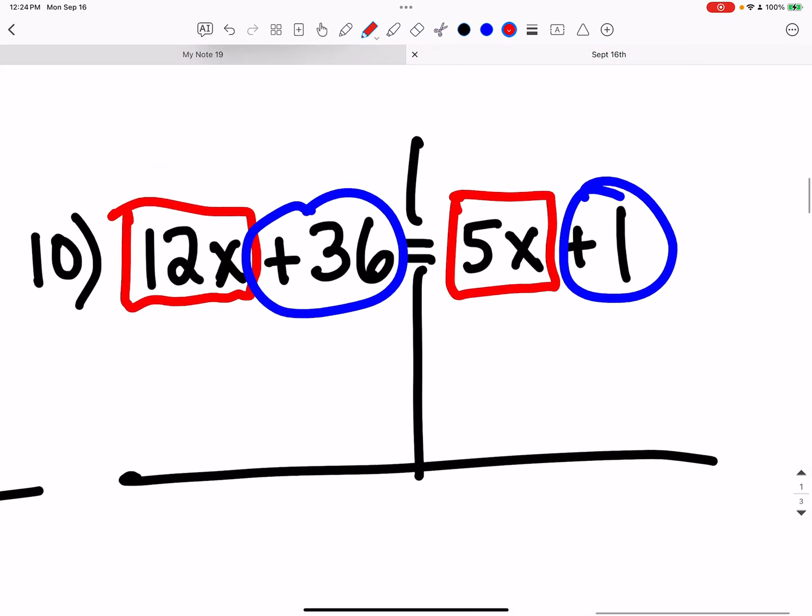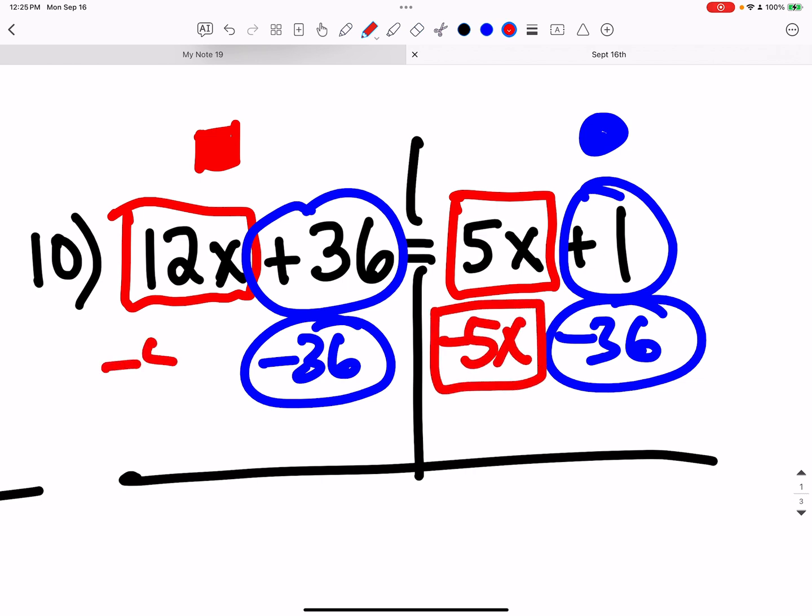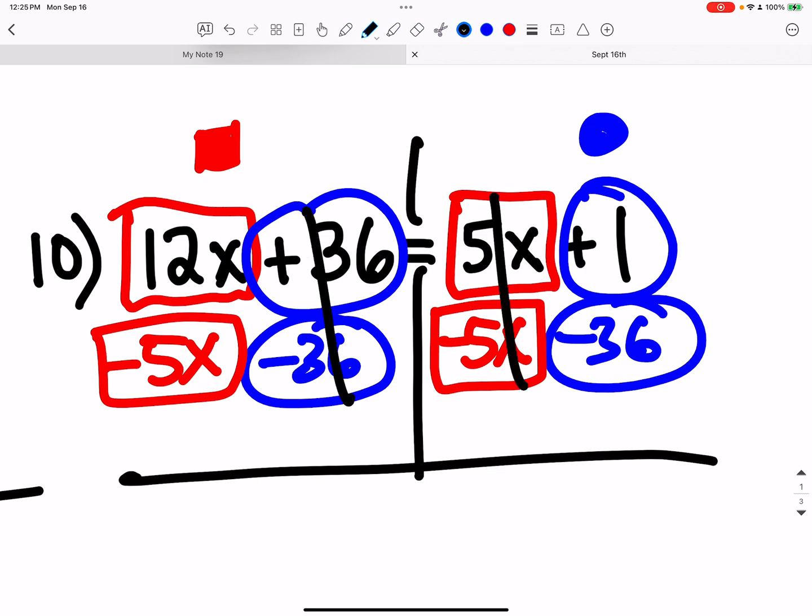This one, I'll choose a random one. I'll choose that this is my room and this is the baby's room. Just randomly, it doesn't matter. Okay, then let's get the baby's laundry out of my room and over to his room using negative 36. And we'll use negative 5x to get my laundry out of the baby's room and put it into my room, so that these are dead, and we've got 12 x's and negative 5 x's. The positives win that by 7 x's.